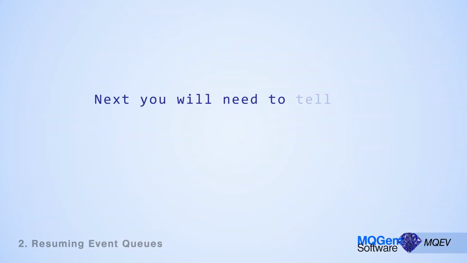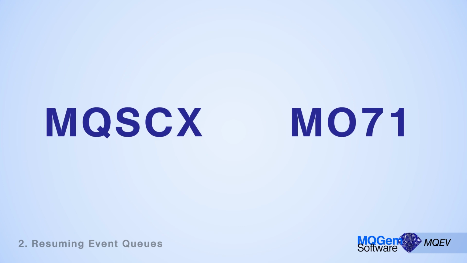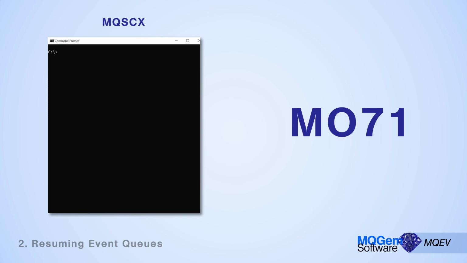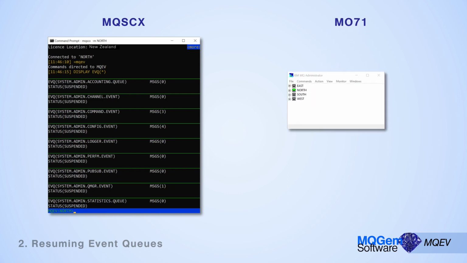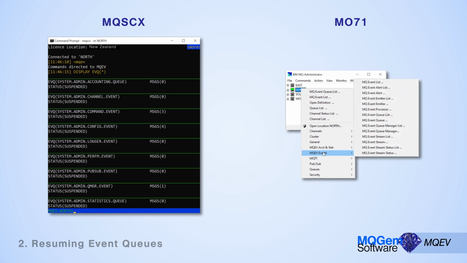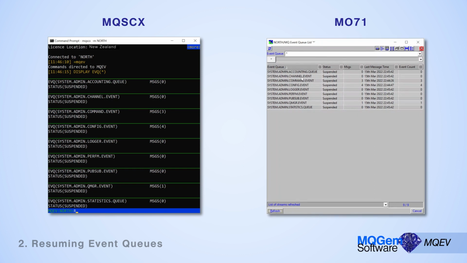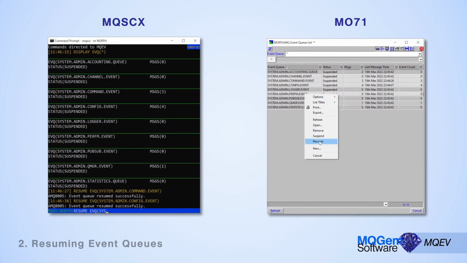Next, you will need to tell MQEV to listen for these events. To do this, you will need to resume 4 event queues. You can either use MQSCX or MO71. In MQSCX, first start it for the queue manager and then tell it to send commands to MQEV. In MO71, right-click on the queue manager in the main window, and from the context menu choose MQEV events and then MQ event queue list. You can see that these queues are not yet active, so you will need to resume them.